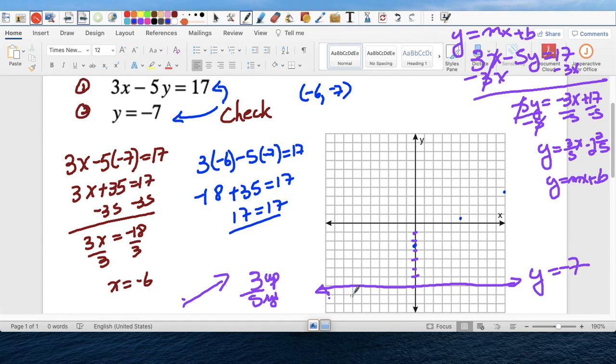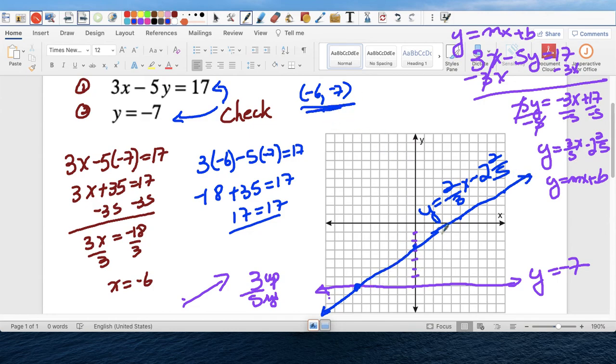So if I draw that line, this is my line, y equals 3/5 x minus 2 and 2/5. And look, this is the point of intersection between the 2 lines. Is that very close to our answer, negative 6, negative 7?